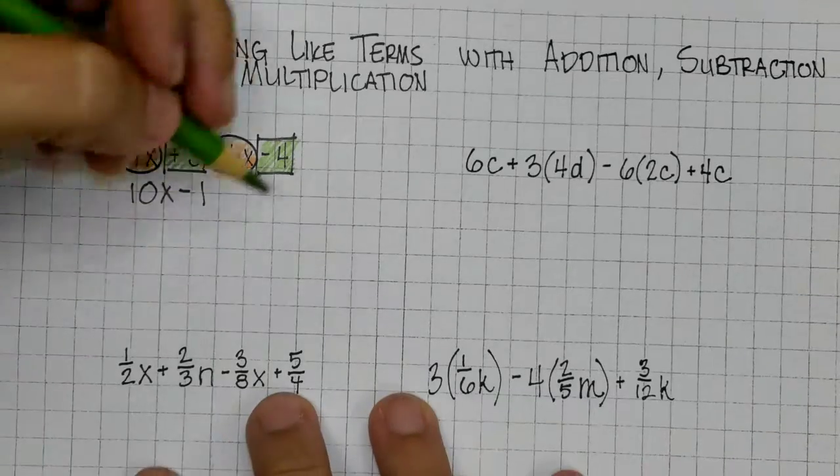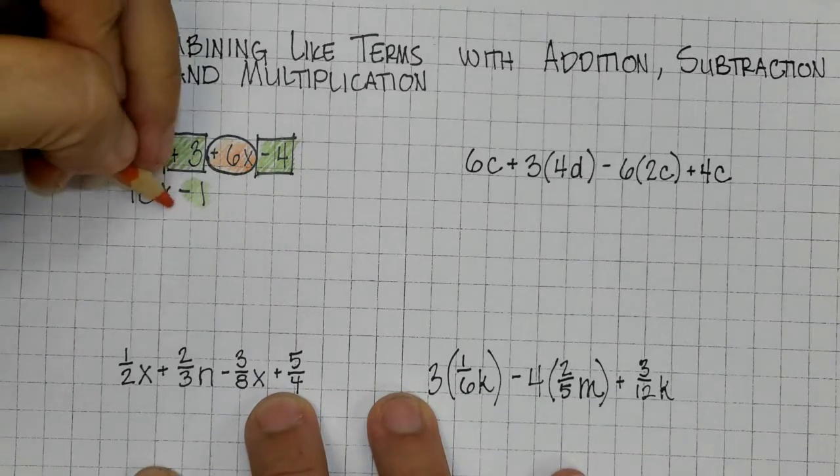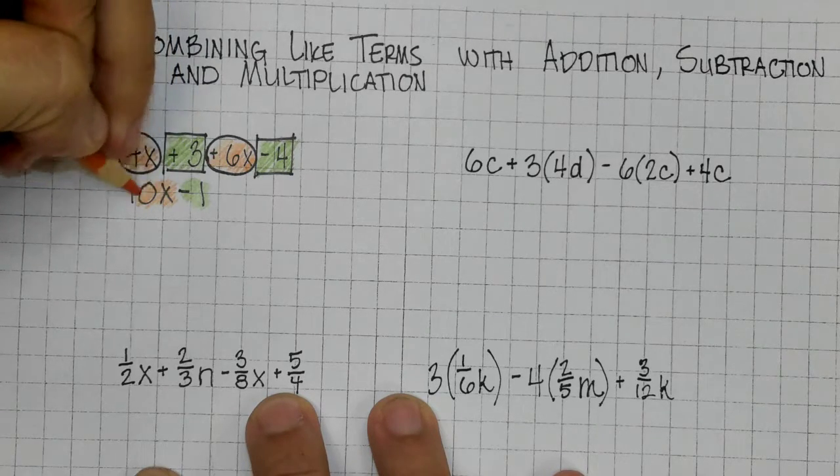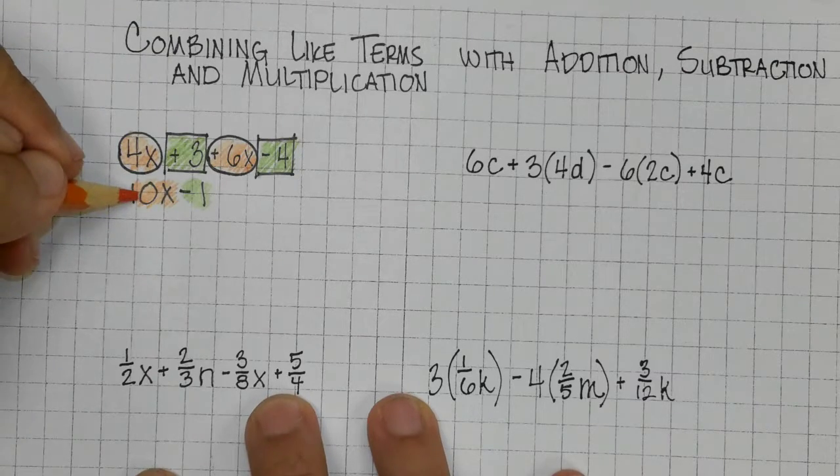And so what you can see in here is I now only have the term represented one time. Okay, instead of having a 4x and a 6x, it's like putting it in a bucket. I now have 10x's in the bucket.